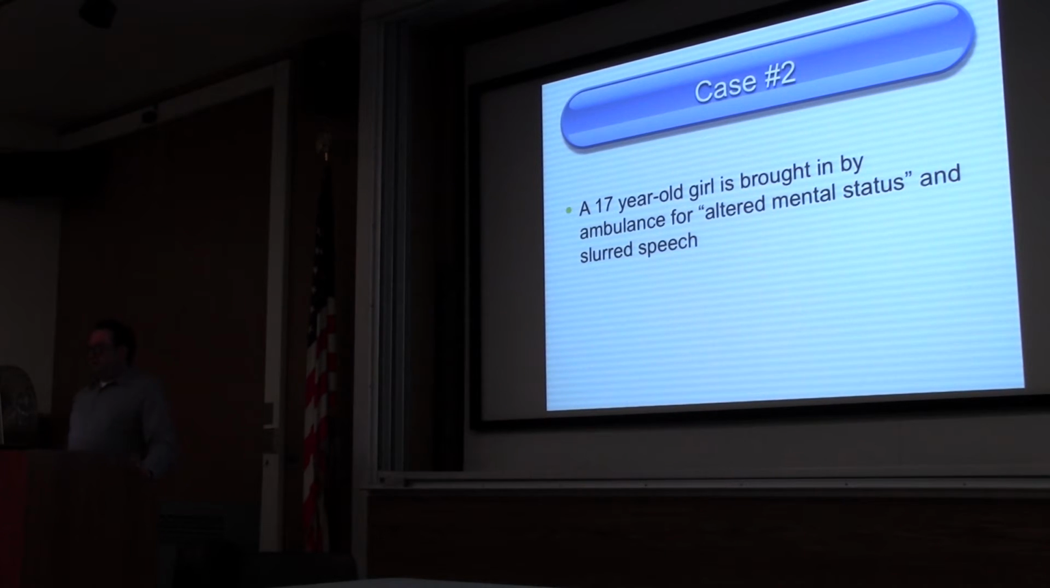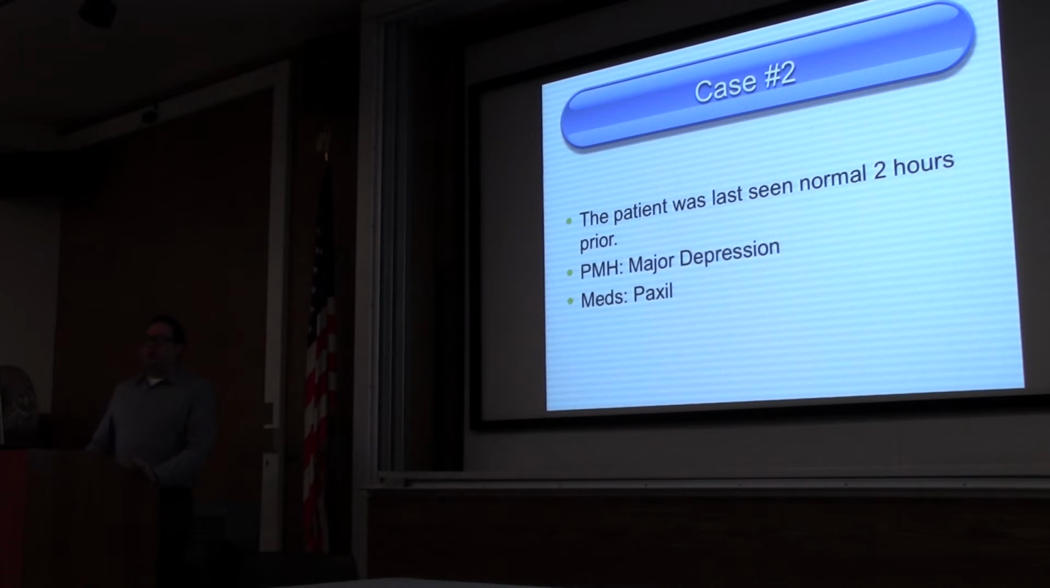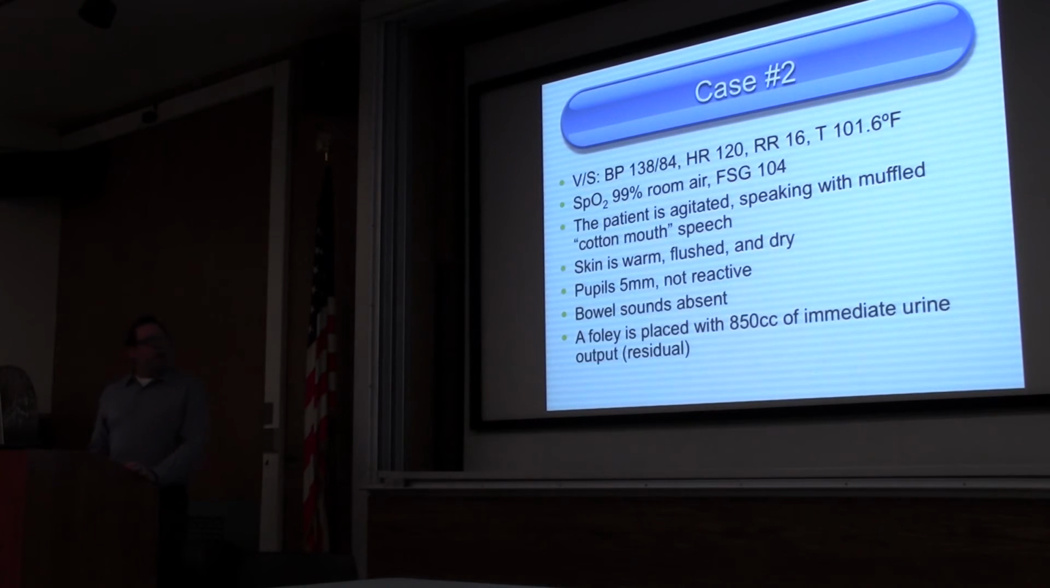All right, next case. A 17-year-old girl was brought in by ambulance for altered mental status and slurred speech. She was last seen normal 2 hours before. She's got a history of major depression. Her physical exam is significant for tachycardia and hyperthermia. She's agitated, and she's speaking with this muffled, cotton-mouth speech. I can't really do it well, but it's something like that.